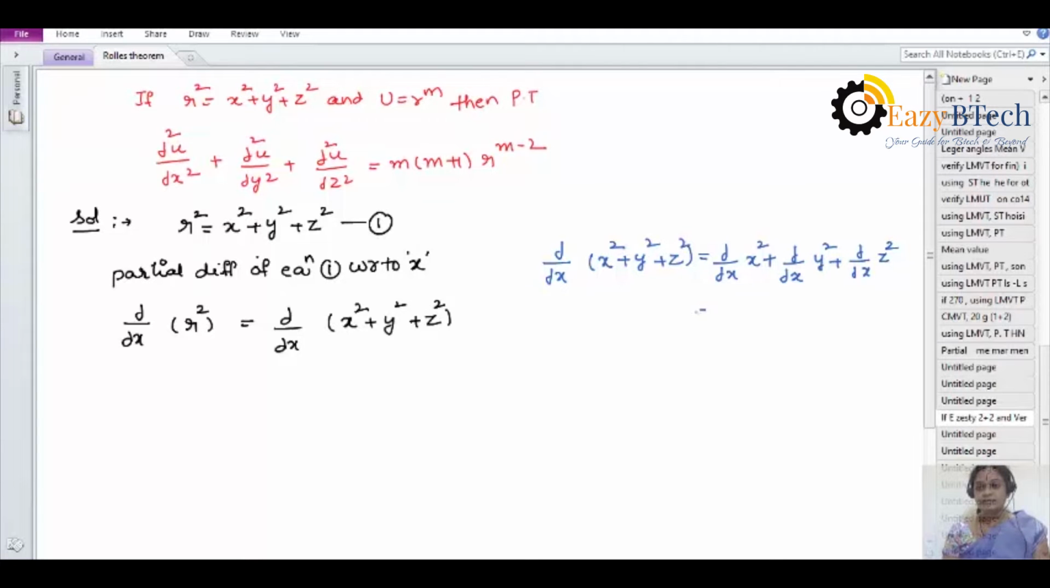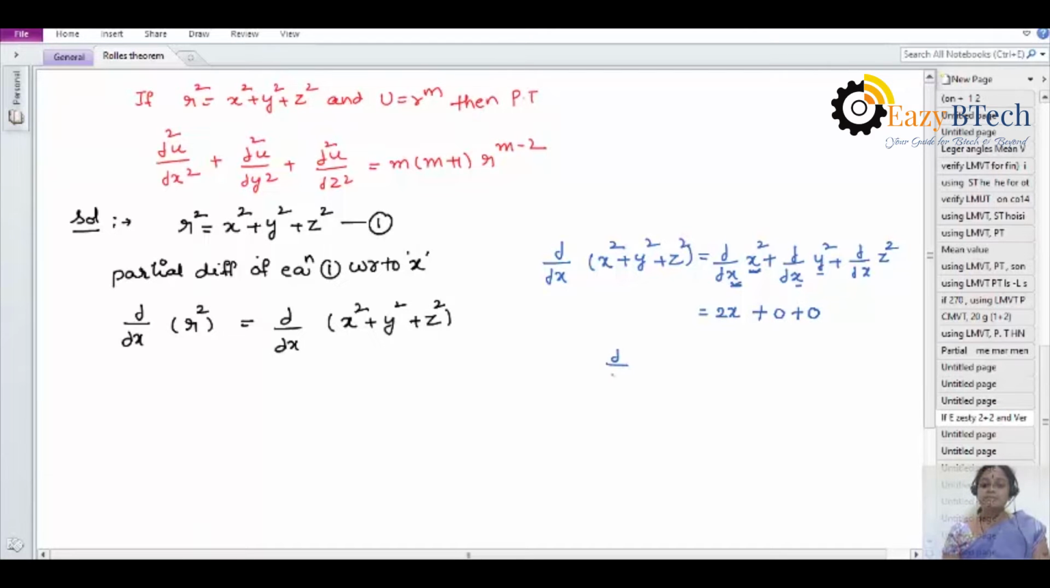So the differentiation will be like this, students. We are doing partial differentiation with respect to x of the function x square, and the answer is 2x. Similarly, with respect to x the function y square has no x, so the differentiation is 0. And for the last term, with respect to x, z square has no x, so the differentiation is also 0.